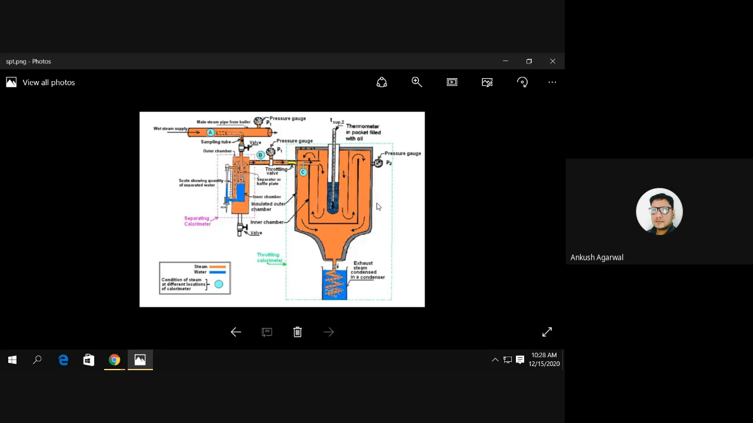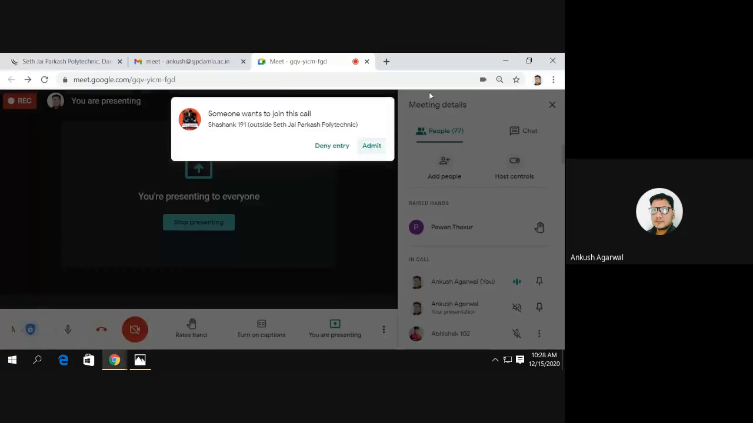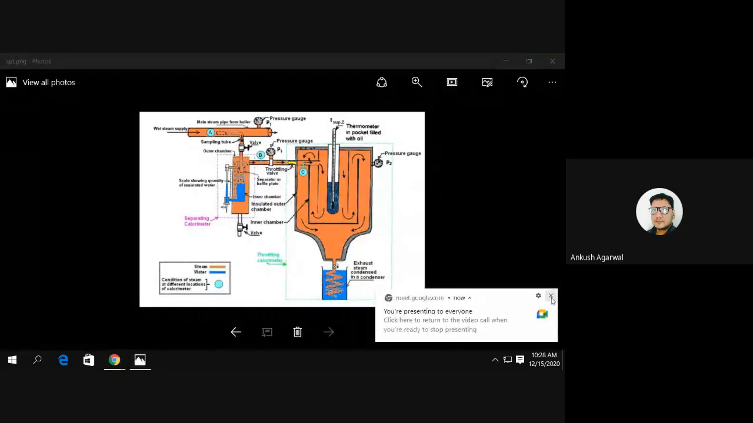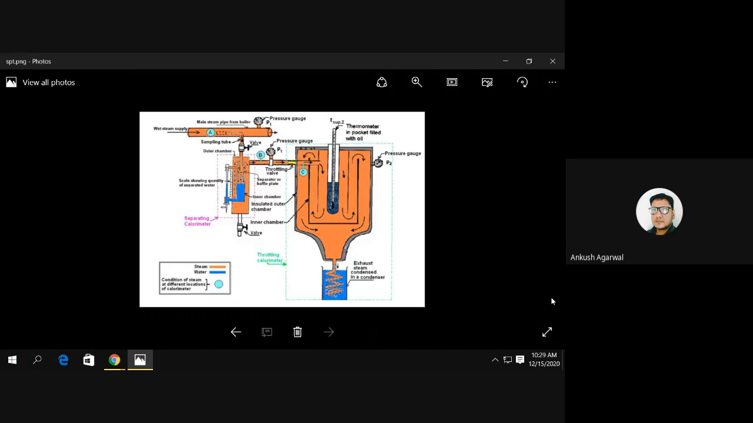Find the dryness fraction of the steam which has very high moisture content. So a separating and throttling calorimeter is used to find the dryness fraction of the steam which has very high moisture content. Because if the moisture content is not very high, we can only use a throttling calorimeter. But when the moisture content is too high, we prefer a separating and throttling calorimeter. So what is happening here?